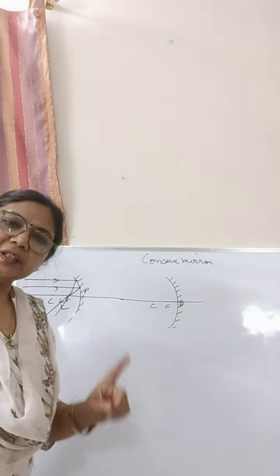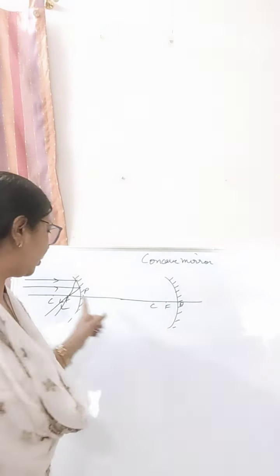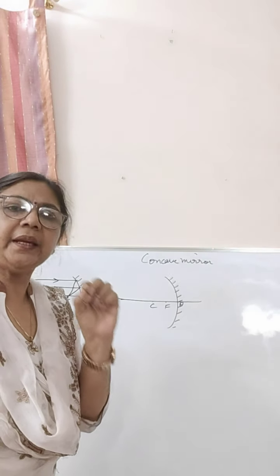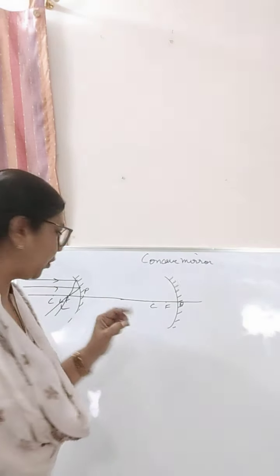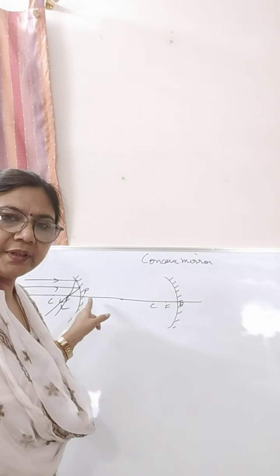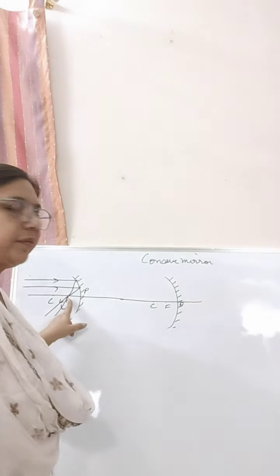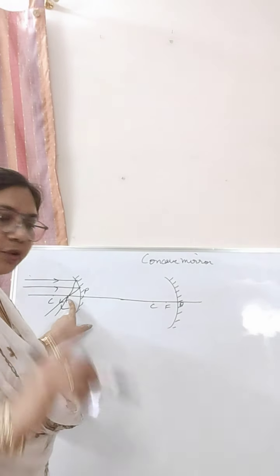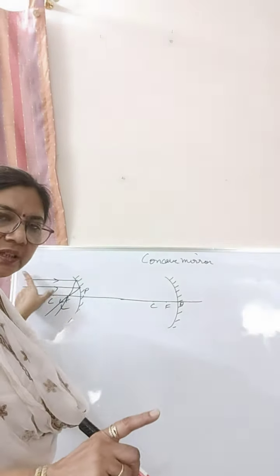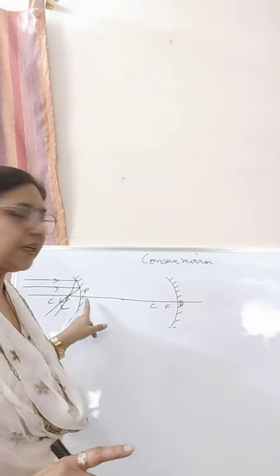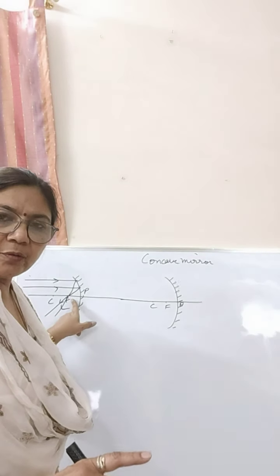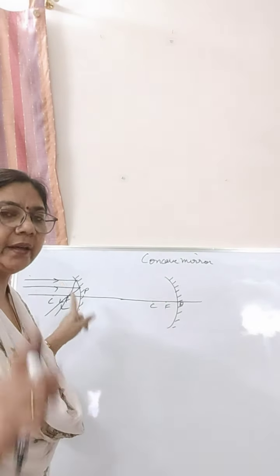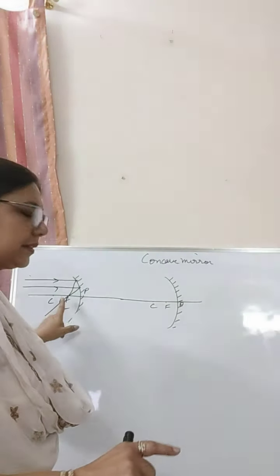If it is real, then it will be inverted. We cannot see it here, but it will be very small. A highly diminished real and inverted image will be formed here, at the focus. So we have to write: for the position of the object at infinity, the position of the image will be at the focus, and it will be real, highly diminished and inverted. So that is the first case.